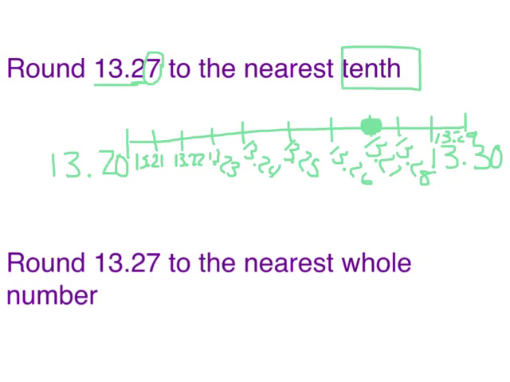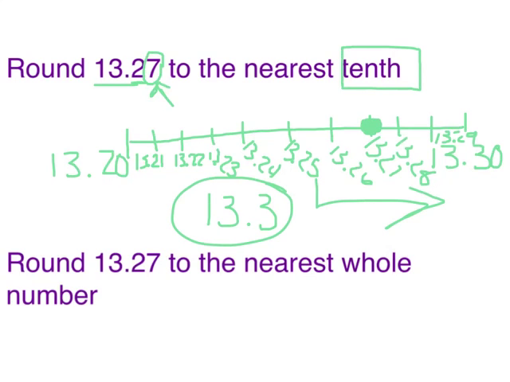I can see that because that 7 is greater than 5, I am much closer to my larger tenth. When I round 13 and 27 hundredths to the nearest tenth, I get 13 and 3/10ths. What if I wanted to round it to the nearest whole number?